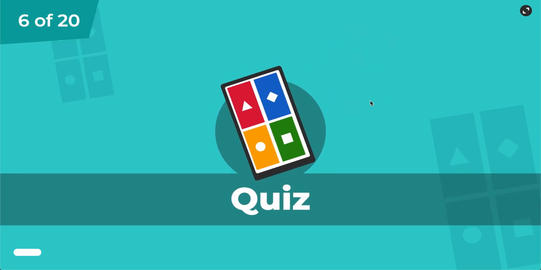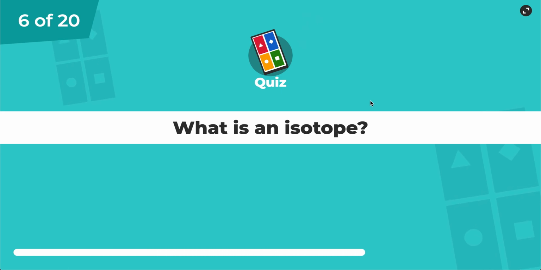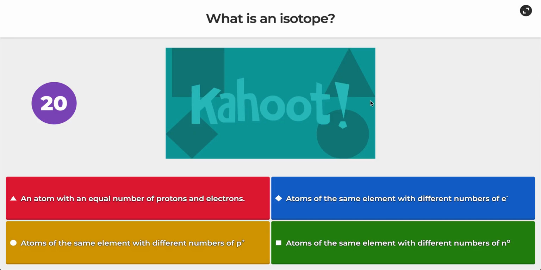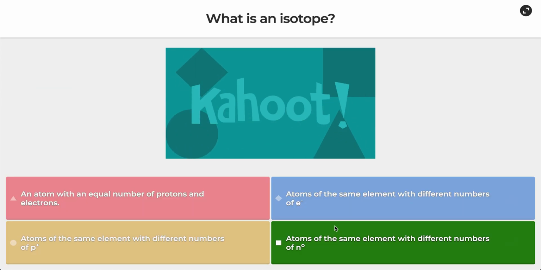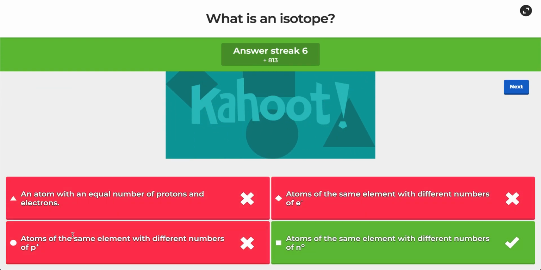All right, next one. What is an isotope? It's a vocab term, but isotopes refer to neutrons, so that is going to be an atom of the same element with different numbers of neutrons. If an atom has a different number of protons, that would be a completely different atom. Any neutral atom is going to have an equal number of protons and electrons, and an atom of the same element with different numbers of electrons is called an ion.